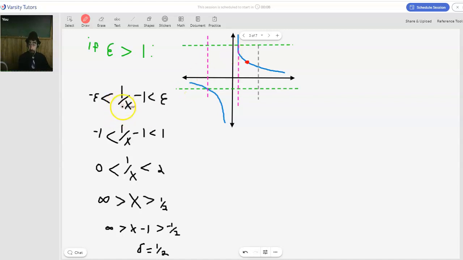So what we can say is if 1 over x minus 1 is between negative epsilon and epsilon, and we know that epsilon is at least 1, then we're saying 1 over x minus 1 is between negative 1 and 1. Add 1 to both sides. 1 over x is between 0 and 2. Notice everything's still positive here. As long as you're greater than 0, it's going to be positive. x just has to be some number bigger than a half. x minus 1 is going to be some number bigger than negative half. So if epsilon is greater than 1, then as long as we choose a delta that's at most a half, this will work.